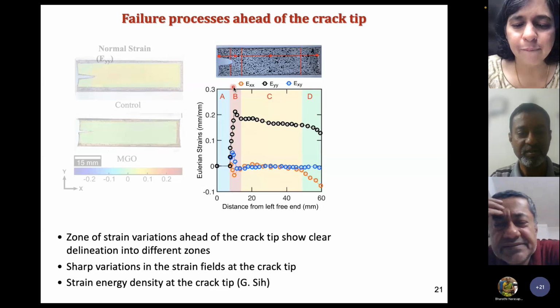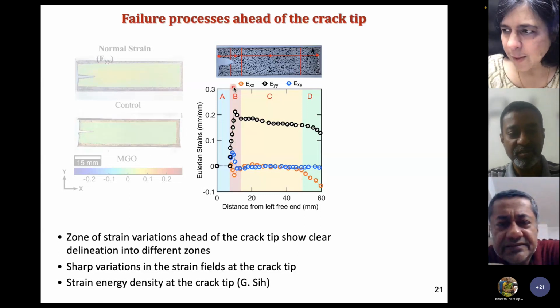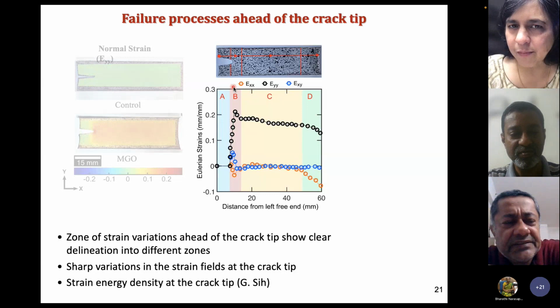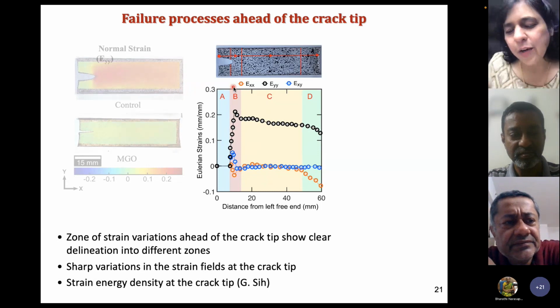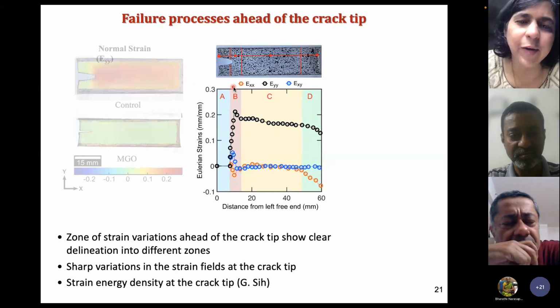I just wanted to get this straight. The crack here starts off sharp, it blunts, and then when it propagates, does it resharpen or does it propagate as a blunt crack? Yeah. No, you're right. So it's a very good question.